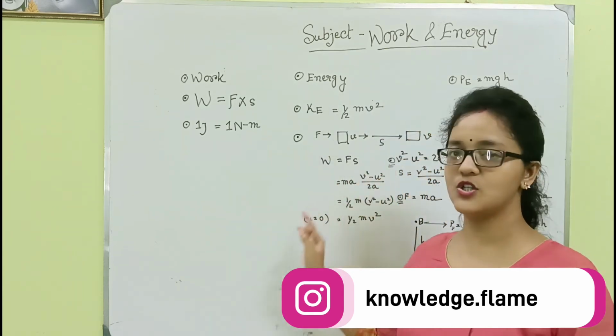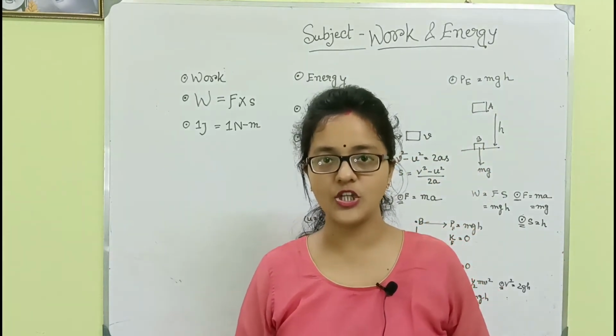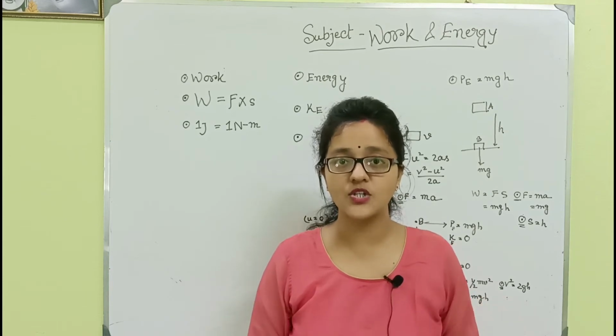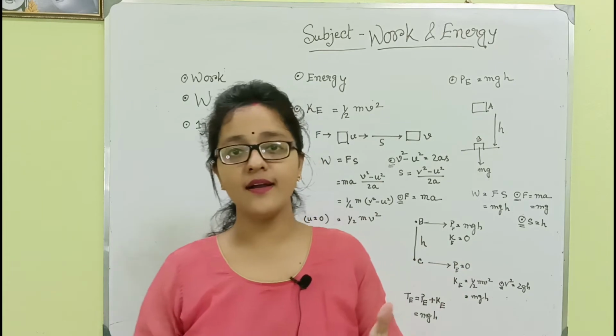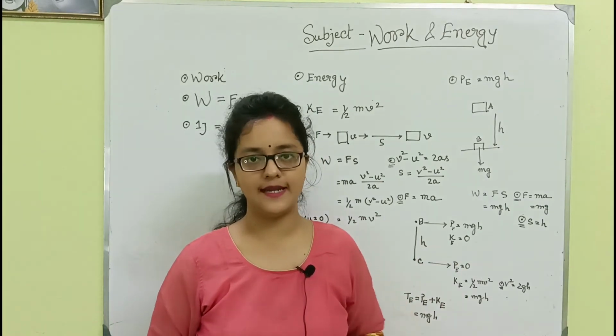Now what is energy? Energy is the ability to do work. The SI unit of energy is joule. 1 joule of energy is required to complete 1 joule of work. Okay. Now there are two types of energy: kinetic energy and potential energy.